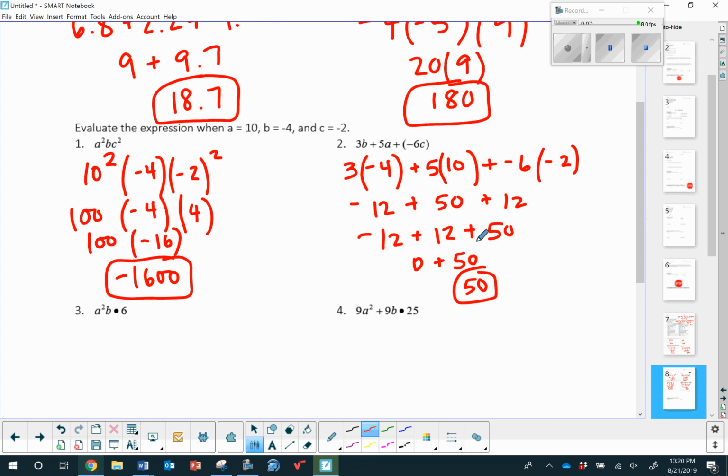All right, number 3, a squared b times 6. This is going to be 10 squared times b, which is -4, times 6. This is going to be 100 times -4 times 6. So this is 100 times -24, which equals -2400.